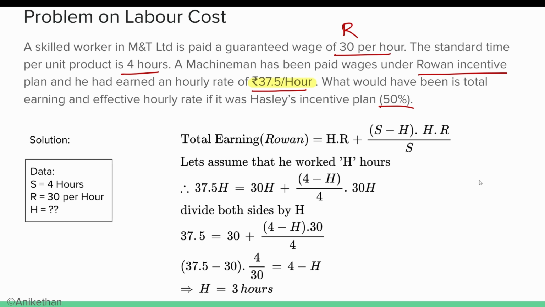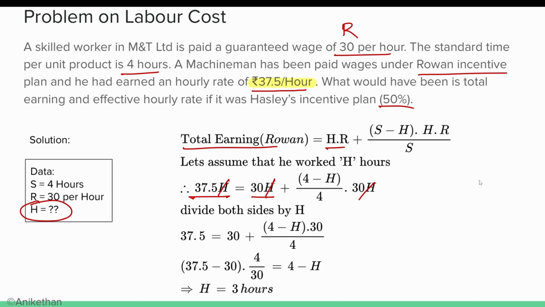So we have recorded the data. Here, they have never given what is the actual hours worked. So we have to first find out. How will we find? You know the equation for total earning under Rowan, which is H R, which is time rate, plus S minus H, divided by S, into H R. Here H is unknown, so you keep it as per the equation. Total earning, we know he has been paid 37.5 per hour. So we will multiply with total hours, you will get total earning on the left hand side. On the right hand side, this is your H into R plus S minus H divided by S into H R. You divide both sides by H, so this H will go away.